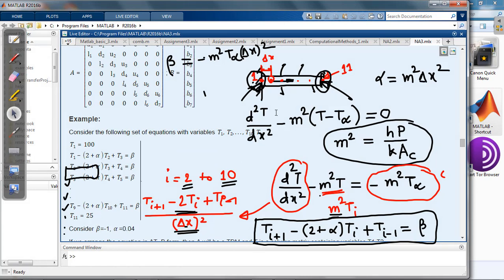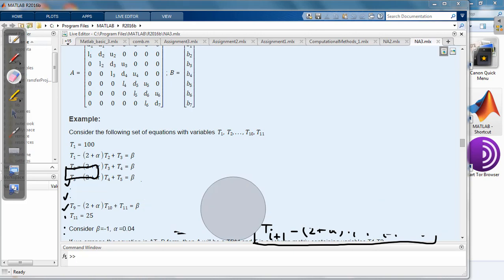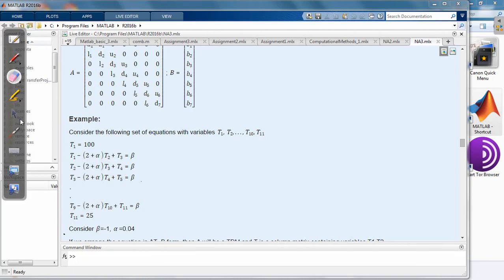So here you can see that this set of algebraic equations actually represents a physical problem. So if you can solve this set of equations, you will get the temperature field, that is, how the temperature varies along the fin from the base to the free end.